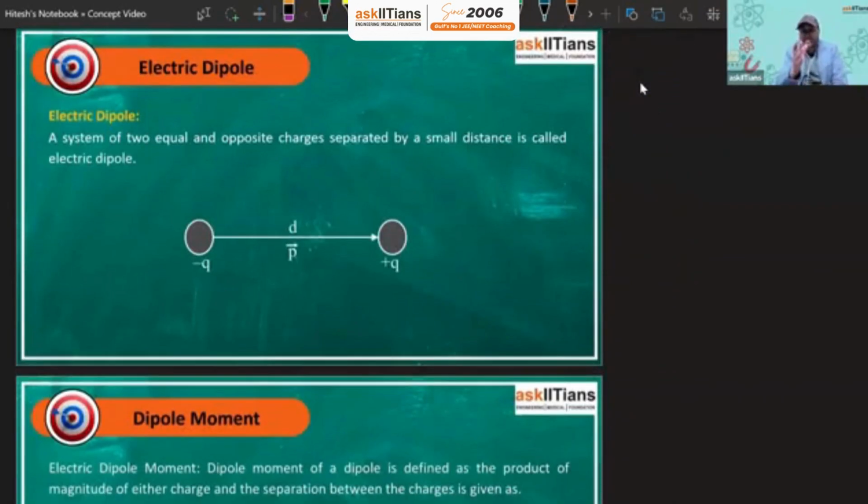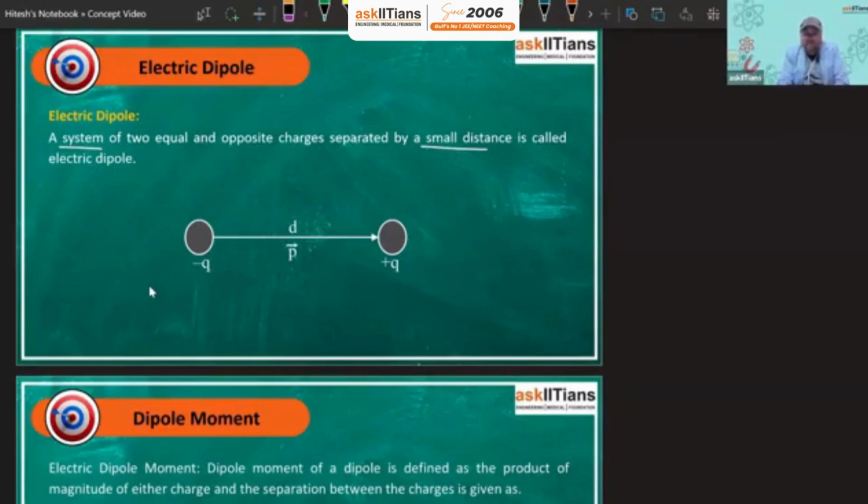As I've already told you, an electric dipole is a system, an electric system having two equal and opposite charges. If this is +2, this would be -2. The charges are equal but opposite. Both the poles are there in the system, separated by a small distance. This word small is important, it is the keyword here. The distance must be small between the two charges, and that is called an electric dipole.